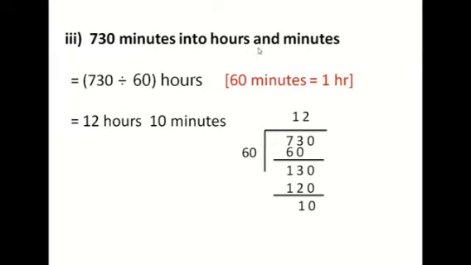730 minutes into hours and minutes. When you are converting minutes to hours, you have to divide by 60. So 730 divided by 60. Here is the division. You can see the quotient is 12 and the remainder is 10. So the quotient will be in hours and the remainder will be in minutes. So it is 12 hours 10 minutes.